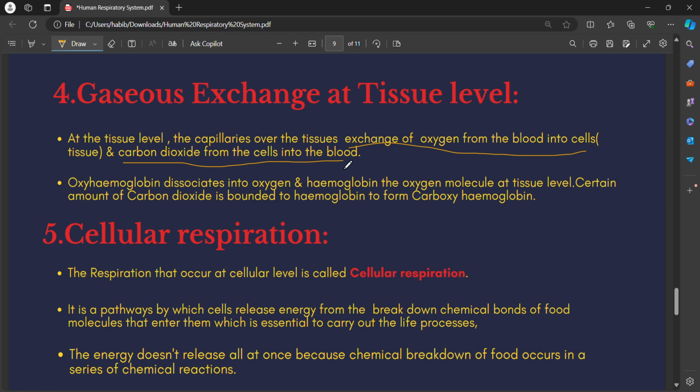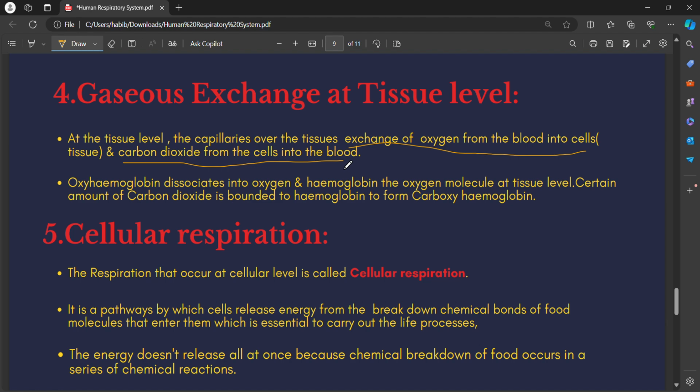So here oxygen will be taken up into the cells, or you can say tissues. Why? Again, because of the concentration gradient here. So at tissue level or at cell level, the cell continuously utilizes oxygen, and thereby the concentration of oxygen at the cellular level decreases. Hence the oxygen dissociates from hemoglobin, and it will enter into the cells for usage, for the breakdown of food to release energy.